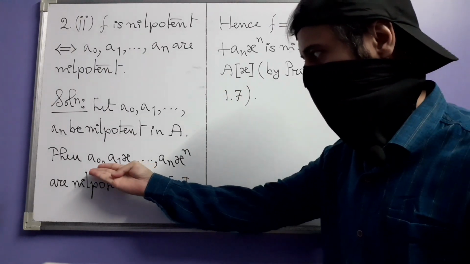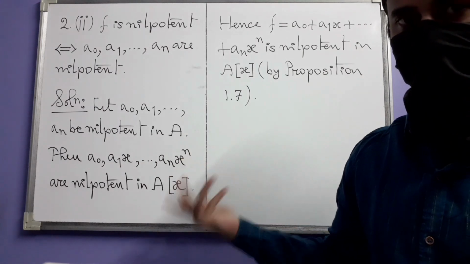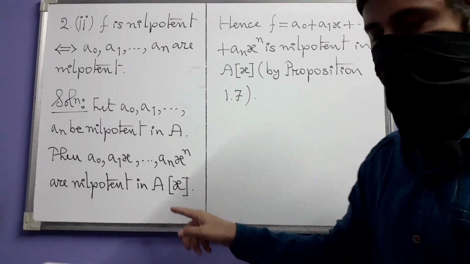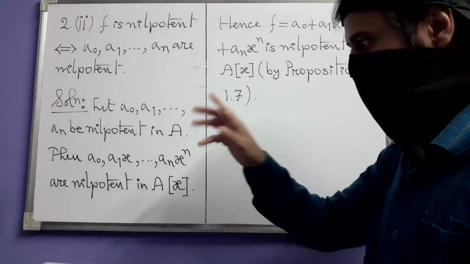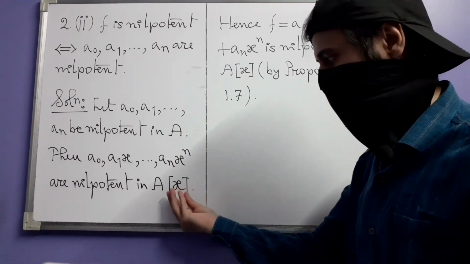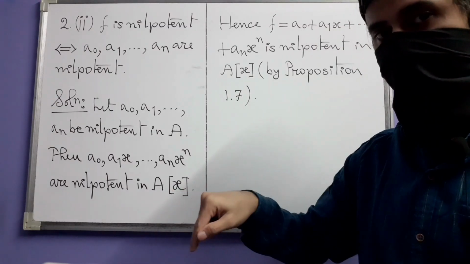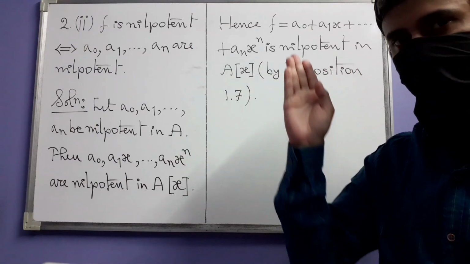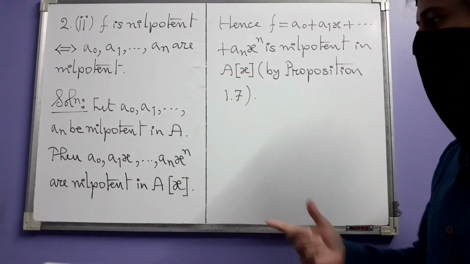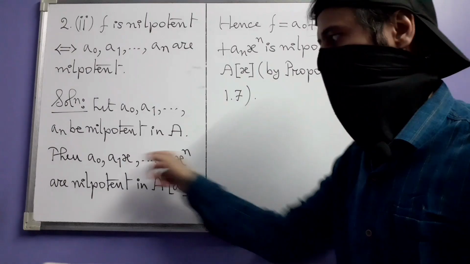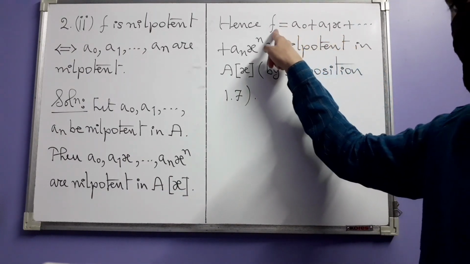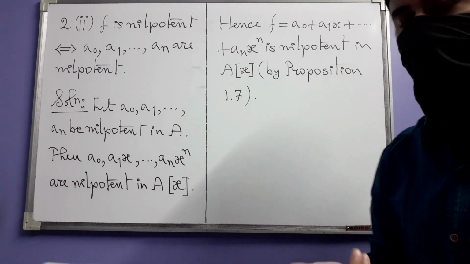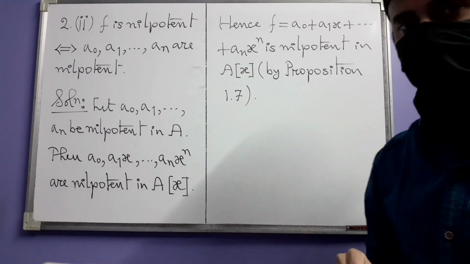But then these polynomials, which are monomials actually, a0, a1x, a2x squared and so on, all the way up to anx to the power n, are elements in this polynomial ring and they are nilpotent in the polynomial ring. Exactly how, we already saw when we solved part 1. And that is why their sum, which is just our polynomial f, is also nilpotent in A[x]. But how? That follows from proposition 1.7.